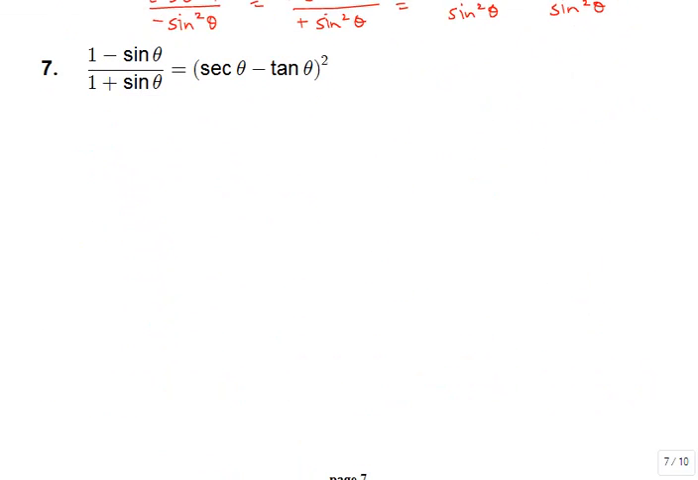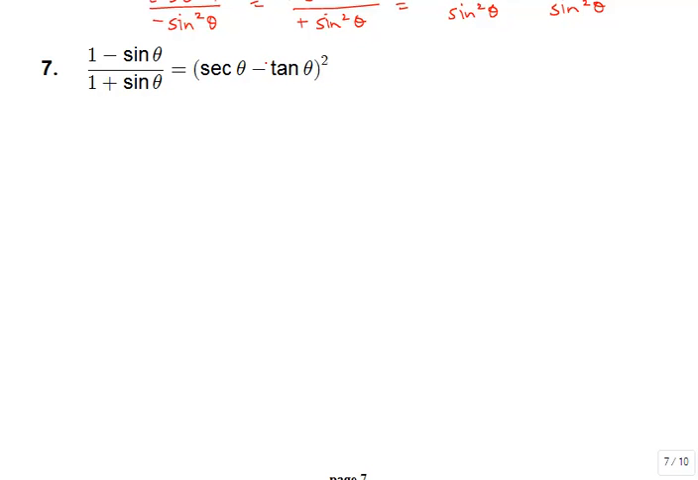Okay, next one here, number 7. So we've got (1 minus sine theta) over (1 plus sine theta), and we want that to equal (secant theta minus tangent theta) quantity squared. So which side should we start with? Again, it doesn't matter, but to me, there looks like there's more potential to do some work if I use this right-hand side instead of that left side, which looks fairly simplified to me. So I am going to work with the right-hand side this time.